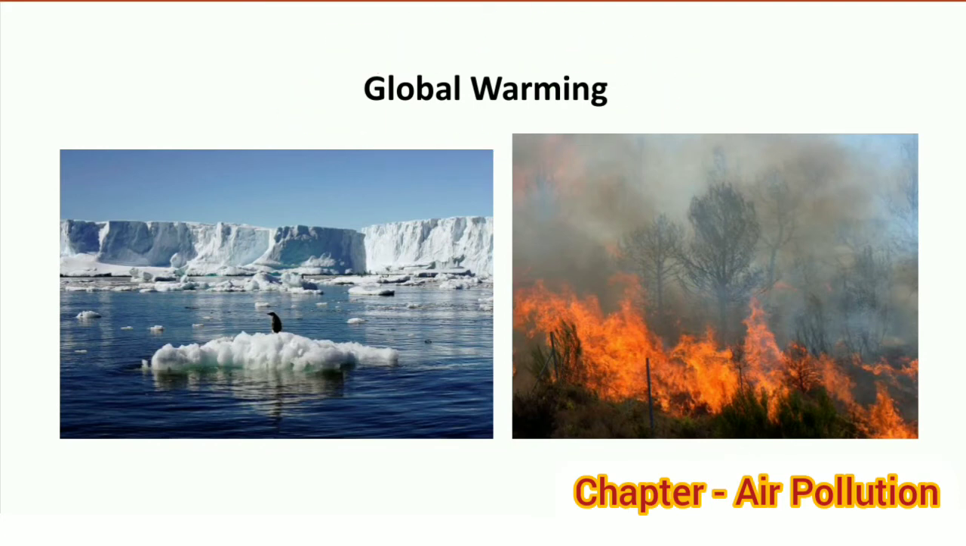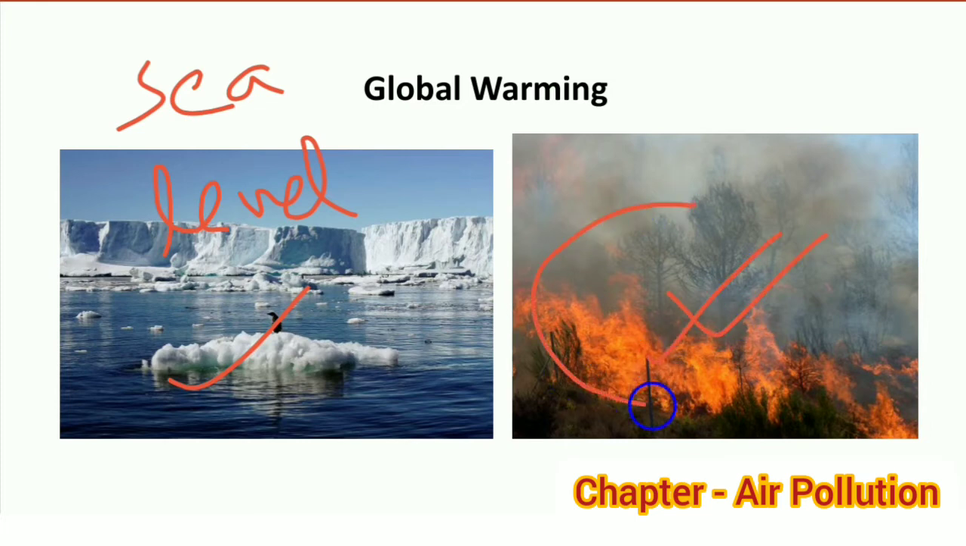The consequences of global warming: first, glaciers will melt at a higher rate. This will lead to a rise in sea level, resulting in floods and loss of soil. Second, warming of the atmosphere often leads to forest fires. You have seen this kind of huge fire. These have become very common over these years.